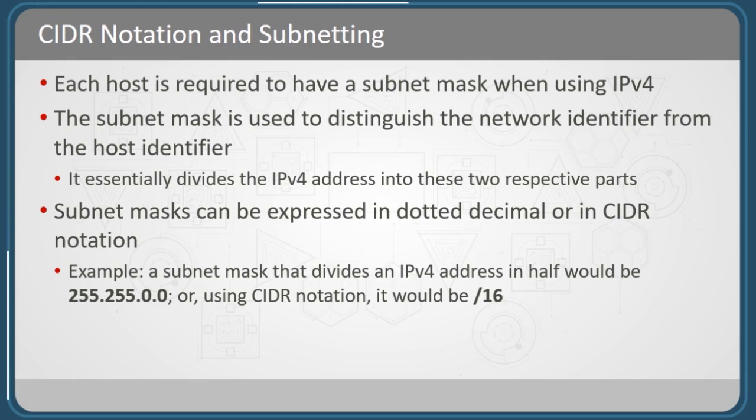So 255 represents 8 bits. So does the next 255, so does the 0 and the 0. It's just the value of the bits in binary that determines the decimal value. So 255, when converted to binary, is all ones. It's 8 ones. 0 in binary is all zeros. So if you look at this in binary, what you would see would be 8 ones dot 8 ones dot 8 zeros dot 8 zeros. So the /16 indicates how many ones there are in binary. So there are 16 ones and 16 zeros. Of a total of 32, that's why this one divides it in half.